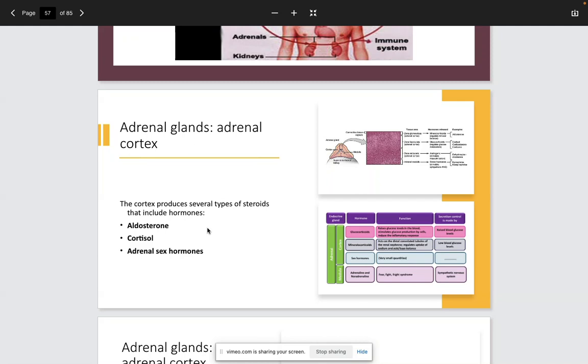So again, this picture over here on the right-hand side is just a memorization type of thing. Again, this is going to make sense. The more that you study it, the more this stuff is going to interplay and come together.